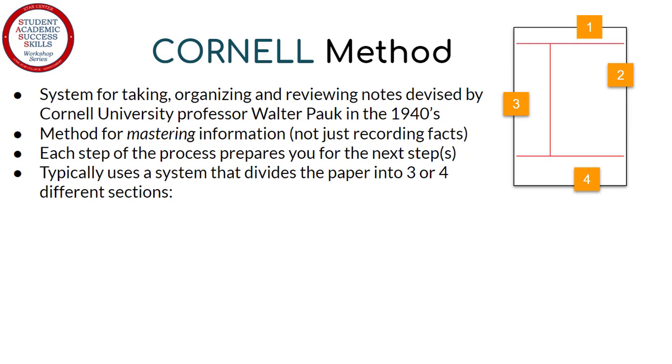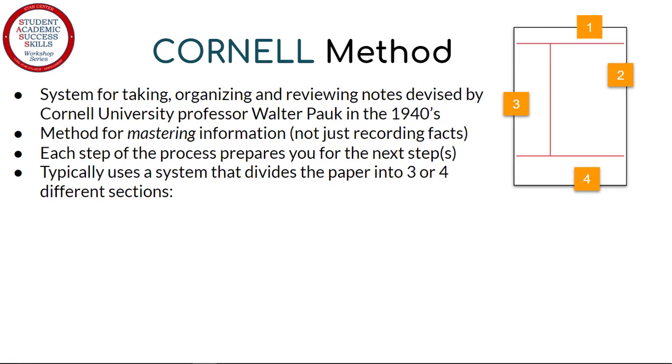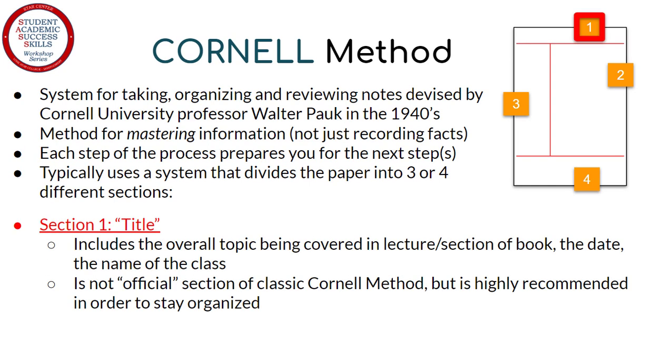The Cornell Method typically uses a system that divides the paper into 3 or 4 different sections. Follow along with me in the logo in the top right-hand corner of your screen or on page 3 of your printed out handout. Section 1 is considered the title section and is where you're going to want to write down the overall topic being covered in the lecture or the section of book that you may be reading, the date, and the name of the class. While this is not an official section of the classic Cornell method, it is highly recommended in order for you to stay organized.